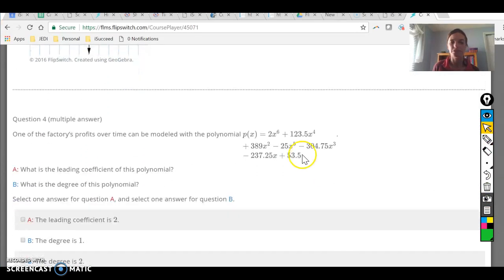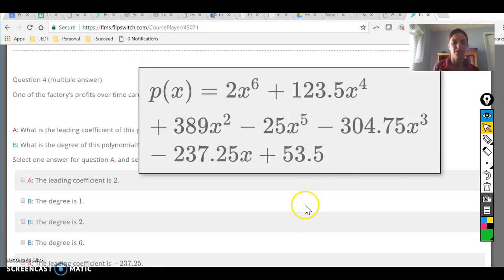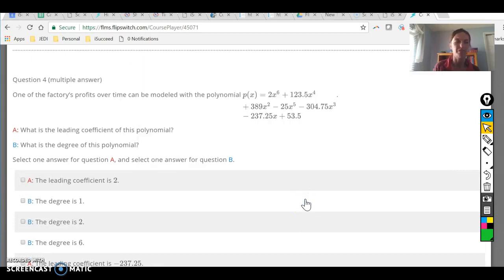All right, now we're going to switch polynomials. One of the factories' profits over time can be modeled by this polynomial. And all we need to answer in this one is what is the leading coefficient?